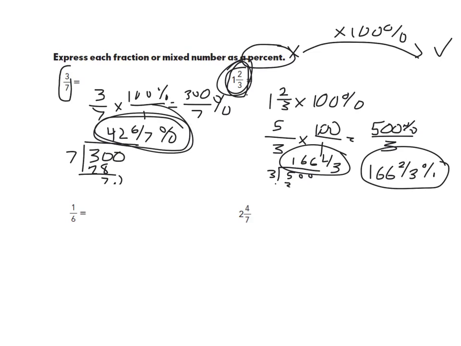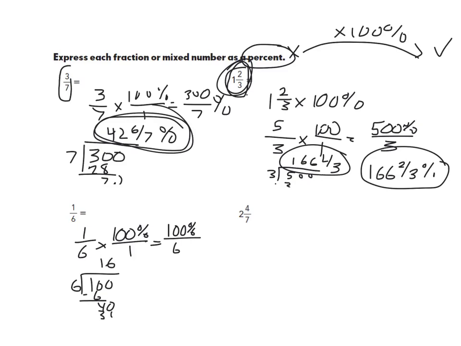Okay, so 1/6. 1/6, if I multiply it by 100% over 1, it gives me 100% over 6. And then I just have to figure out how many times it goes in. 16 4/6, or I can call that 16 2/3 of a percent. There's my answer.